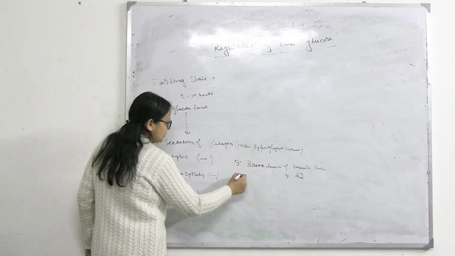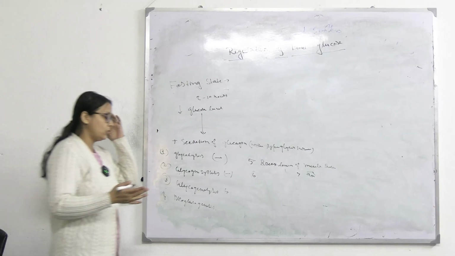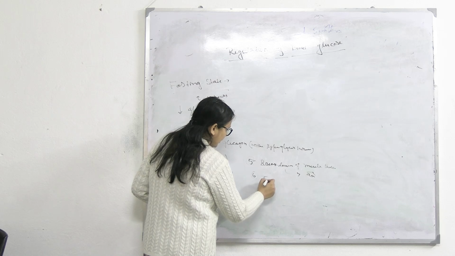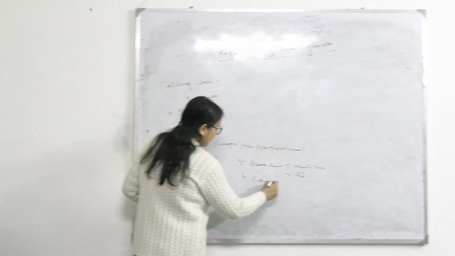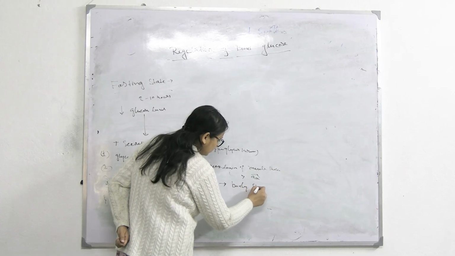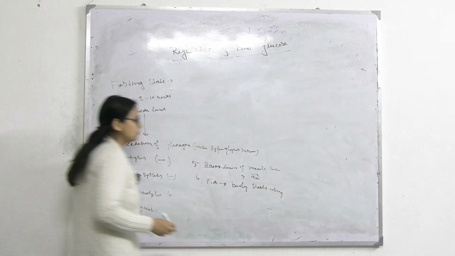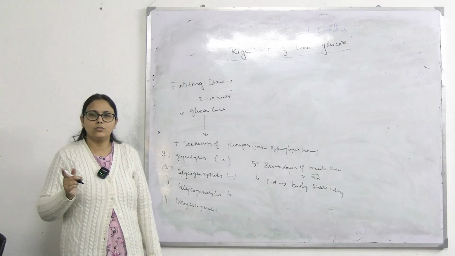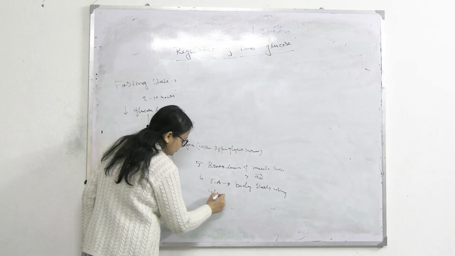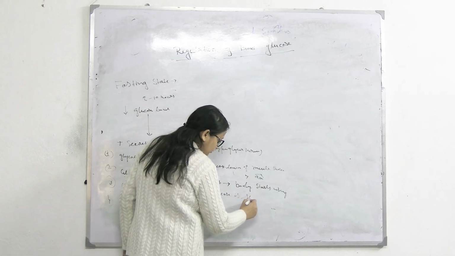And in the last stage, that means in case of prolonged starvation or fasting, prolonged period, the body starts using fatty acid. And glucose is spared for the brain. It happens in the last stage.